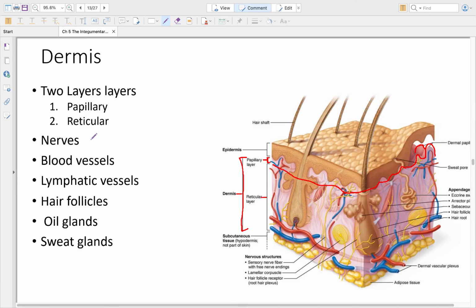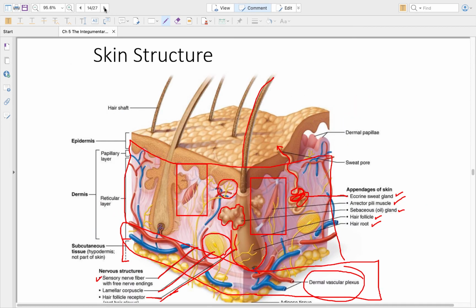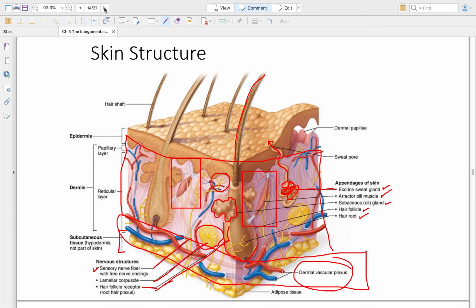So the dermis has 2 layers, papillary and reticular. Papillary is that egg crate, kind of finger-like projection shape structure. The reticular is the rest of it. Okay, it has nerves, blood vessels, hair follicles, oil glands, sweat glands, and technically there are lymphatic vessels. And of course, you want to know the anatomical structures that we reviewed.